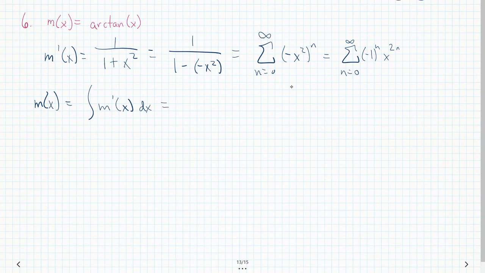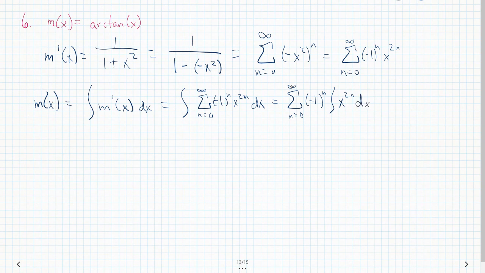So now, what does this become? This is the integral of the summation n equals 0 to infinity of negative 1 to the n x to the 2n, and I need a dx there. Remember, this summation and the negative 1 to the n are constants with respect to integration, so the x is the only part that we have to integrate. You can pull out the summation n equals 0 to infinity and the negative 1 to the n because that's just a constant. So we're left with the integral of x to the 2n dx.